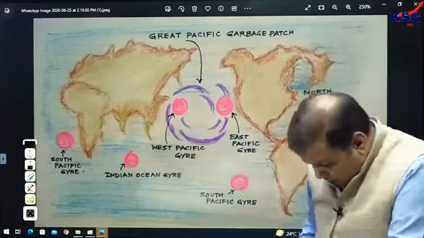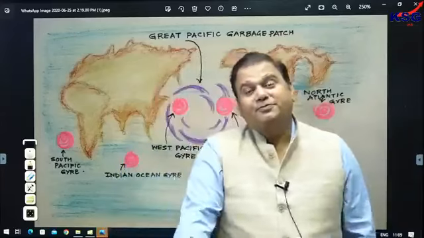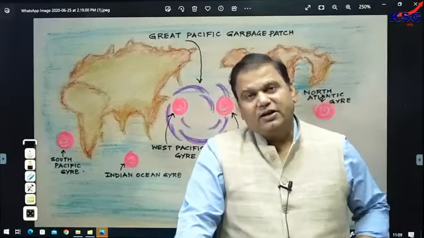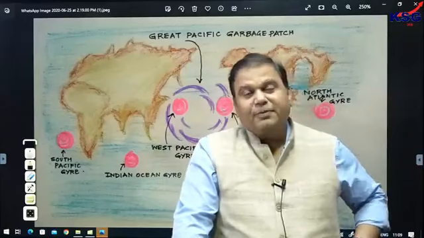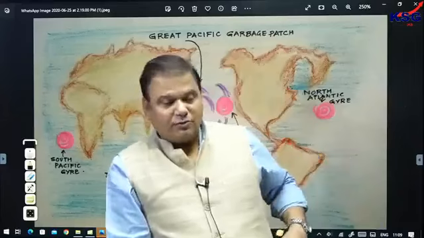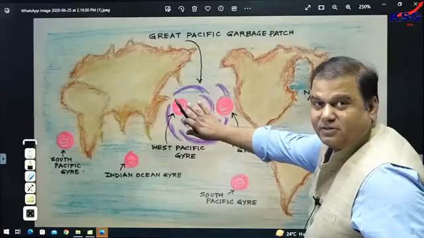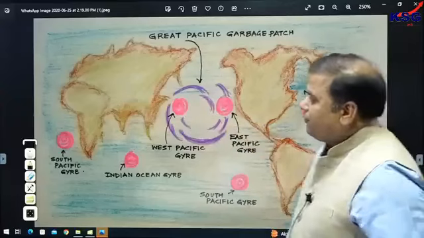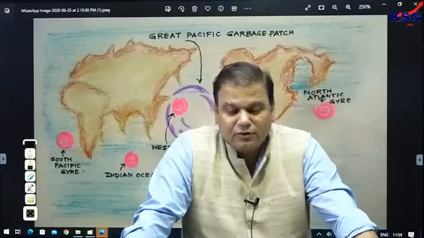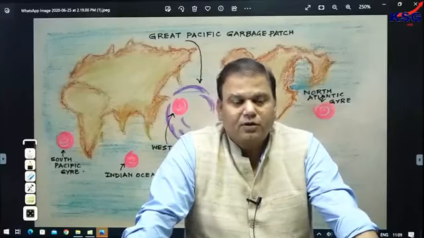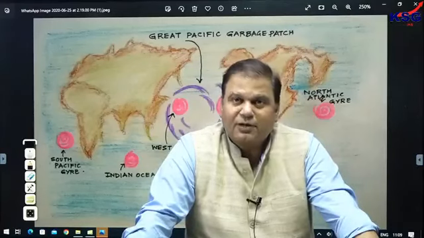Now this trash is called as what? This trash is referred to as the Great Pacific Garbage Patch. And when you are talking about the Great Pacific Garbage Patch, this is the biggest example of water pollution in the world. And it's not only the biggest example of water pollution in the world, it's also the biggest example of plastic pollution in the world.